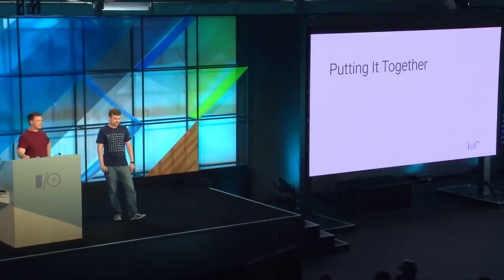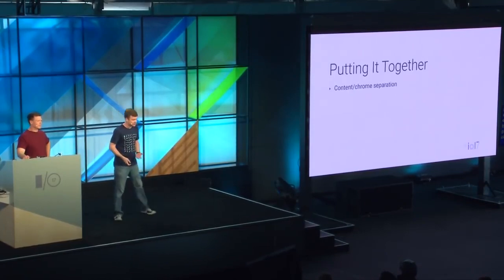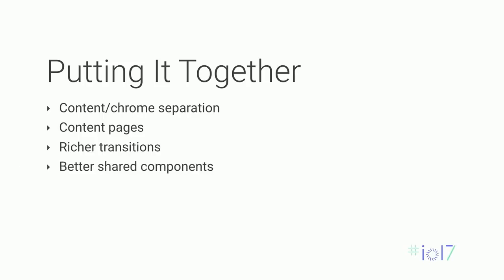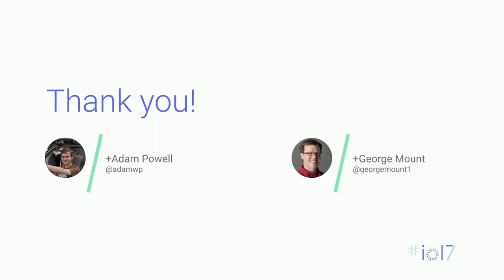So putting a bunch of this together, fragments help you maintain more of a content and chrome separation that gives you the ability to keep your content pages as fully encapsulated items without disturbing the rest of the UI around it. You get richer transitions. You get better shared components because you can reuse a lot of these things and you don't have to initialize all of them separately. And you can better encapsulate your dependencies, so you don't necessarily have to leak all of these things to the surrounding host.